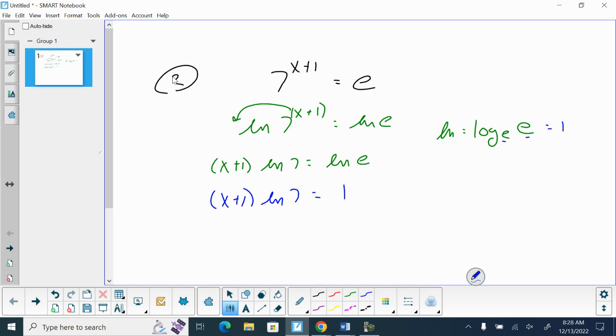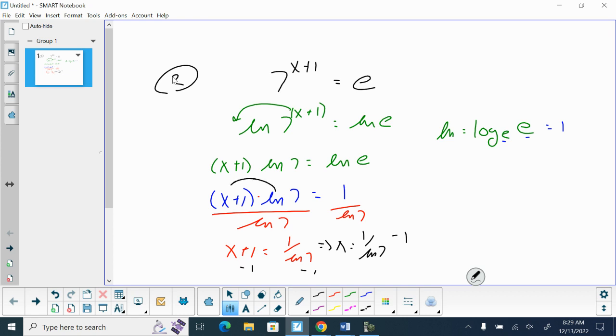Now there's different ways you can look to solve this. One would be, I have multiplication by ln of 7, so I could divide both sides by ln of 7. So we have x plus 1 is equal to 1 over ln of 7. And then we can subtract 1 from both sides. And now we can clickety clack through our calculator, 1 over ln of 7 minus 1.